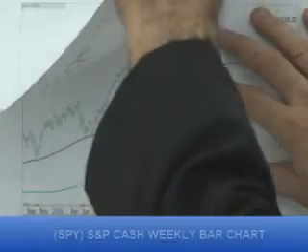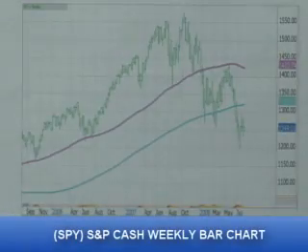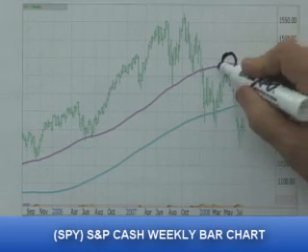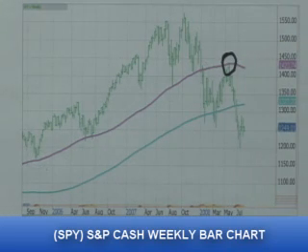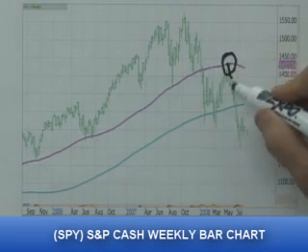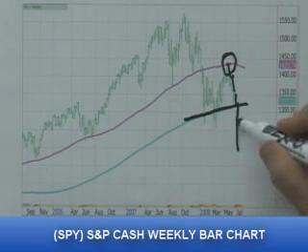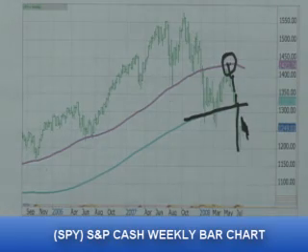Hey, traders, this is it. I won't drive you crazy anymore. But look at the S&P weekly cash market. Again, it touches the Omni's proprietary moving average one last time and has a severe break below the 200, a really big break. And now we're hanging out down here.